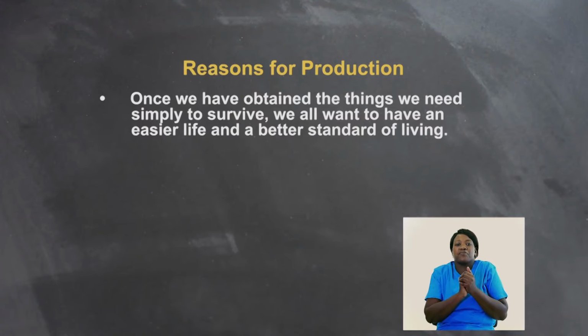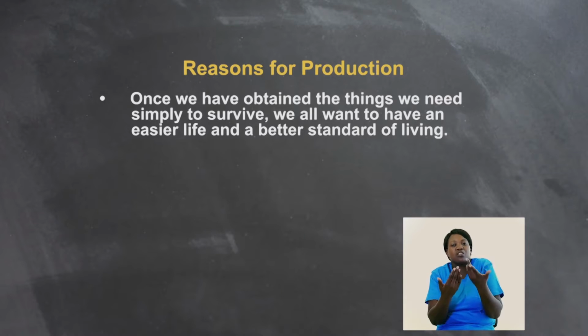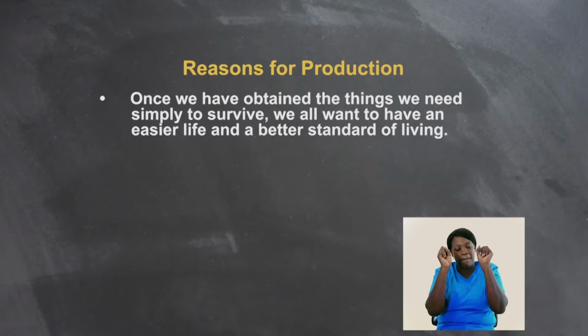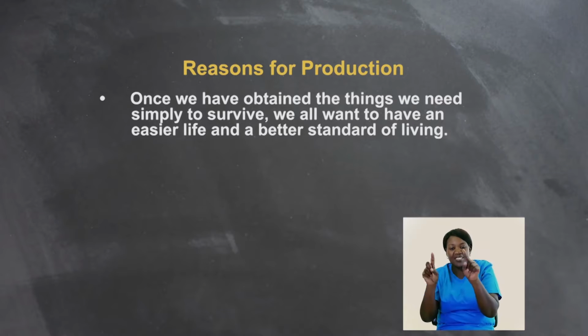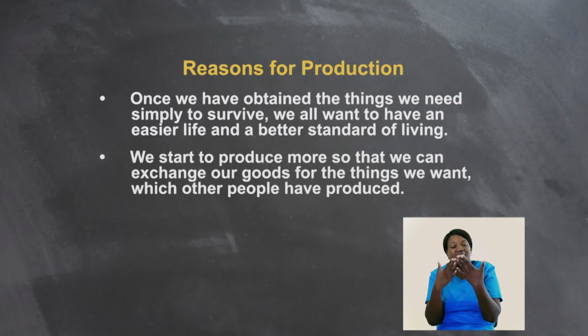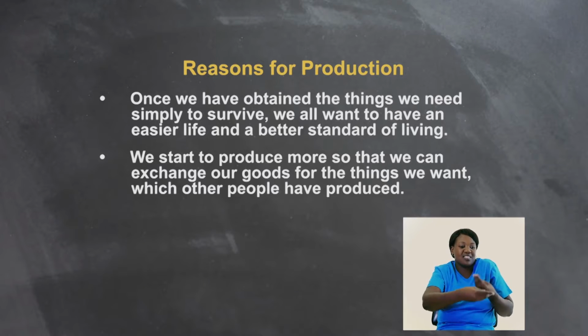Once we have obtained the things we need simply to survive, we all want to have an easier life and a better standard of living. To gain this, we must produce more than the bare necessities. We start to produce more so that we can exchange our goods for the things we want, which other people have to produce. How does this take place?